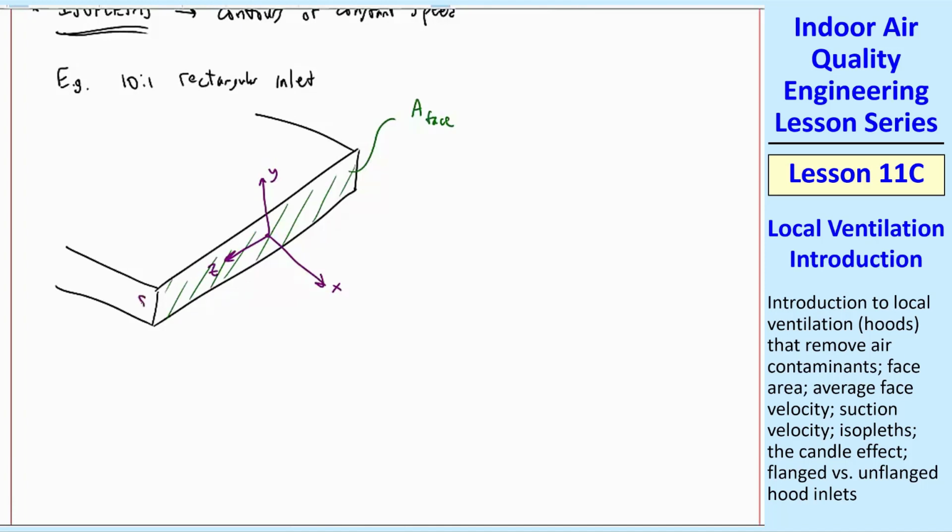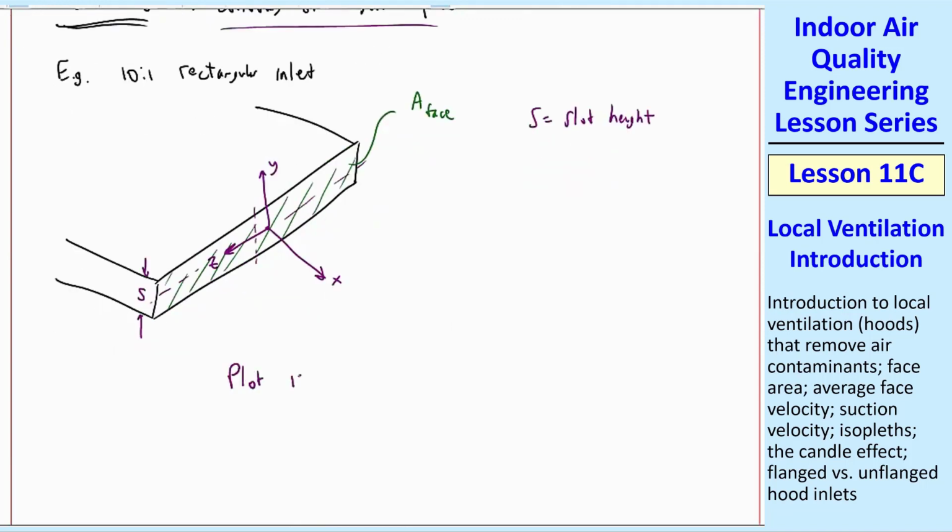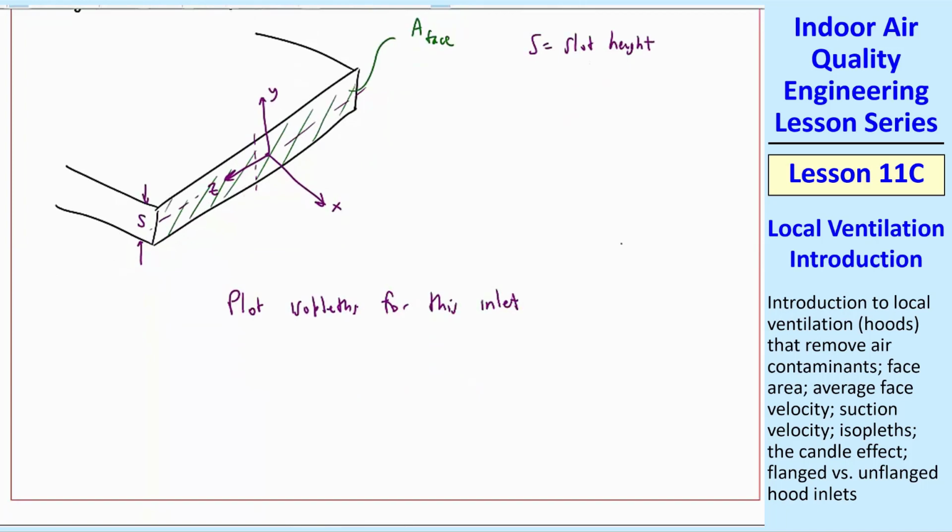The suction slot height would be S. We have a symmetry plane here. In the middle, we can have another symmetry plane here. We can plot contours of constant speed, which we call isopleths, for this inlet, this suction device or hood. And what I want to emphasize is that the speed decays extremely rapidly away from the face.